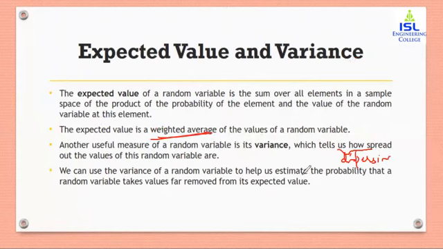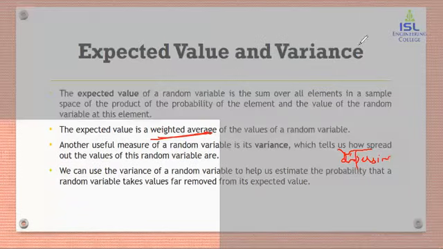Now, we can use the variance of a random variable to help us estimate the probability that a random variable takes values far removed from its expected value. Now, let's see this in a bit of detail. So, what do we mean by expected value?